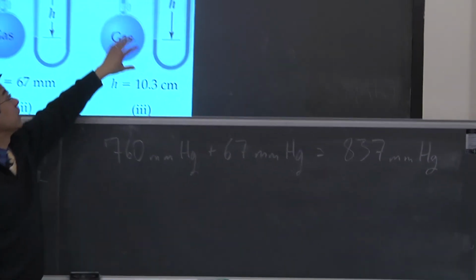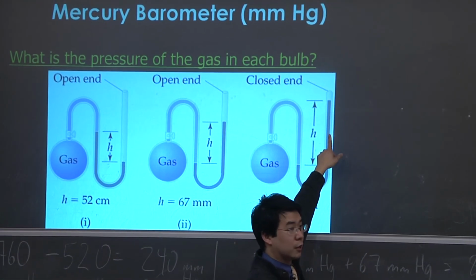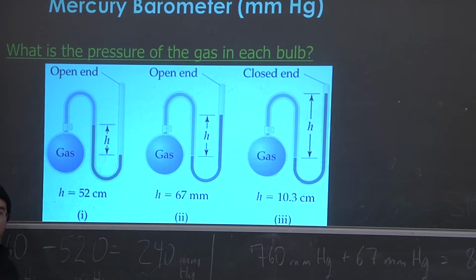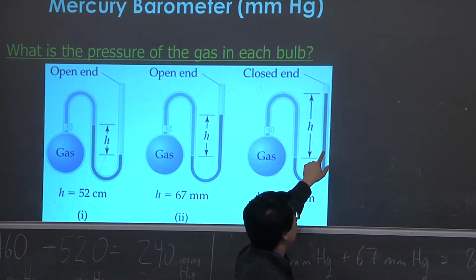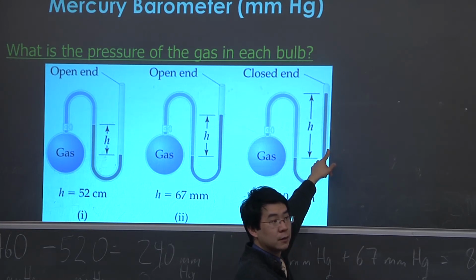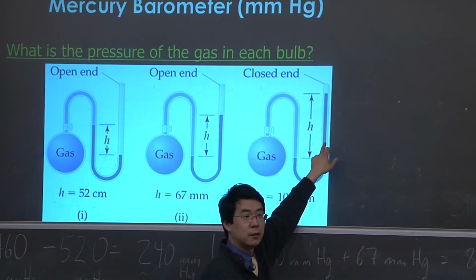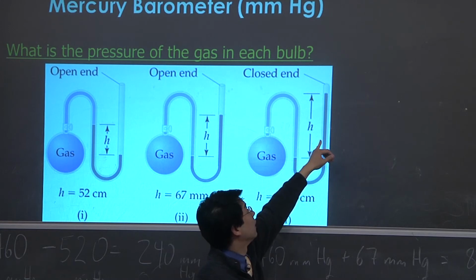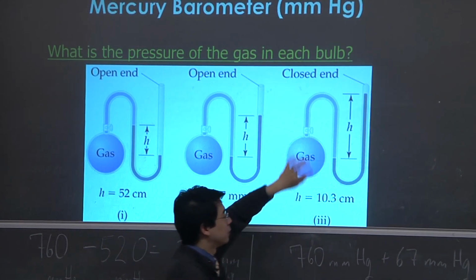Now, the third one's a little sneaky. The third one's sneaky because it says it's got a closed end. These have open ends. They're open, so open ends means they're open to the air. They're open to the atmosphere. The closed end means it's not open to the atmosphere. What's it feeling? It's only feeling the gas on this side. What's it feeling on this side? But it is feeling the weight of the mercury. But what about the gas pressure? Nothing, right? We're going to assume it's evacuated. It's nothing.